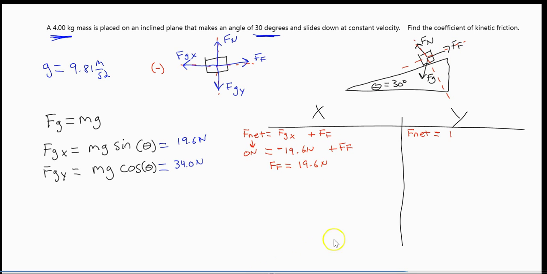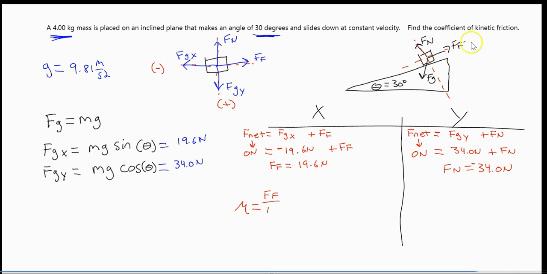I made up positive. On the y side, I am not accelerating into or out of the plane, I'm not bouncing up and down at all. So in my y direction, Fnet is also going to be 0. All of the forces are the y component of gravity and the normal force. I already found my y component of gravity, which I decided to call positive, so I decided to call down positive on this axis. I'm going to find that my normal force is 34 newtons, but it's negative, meaning it points up.